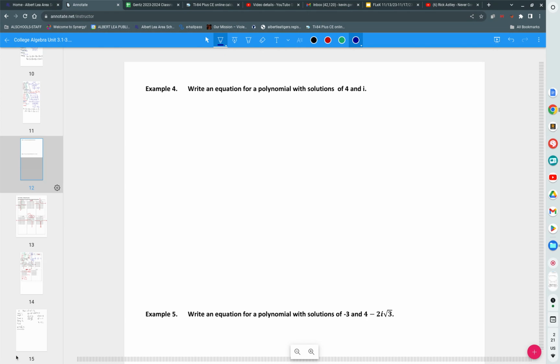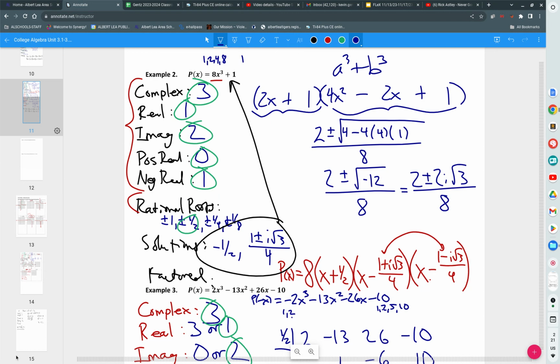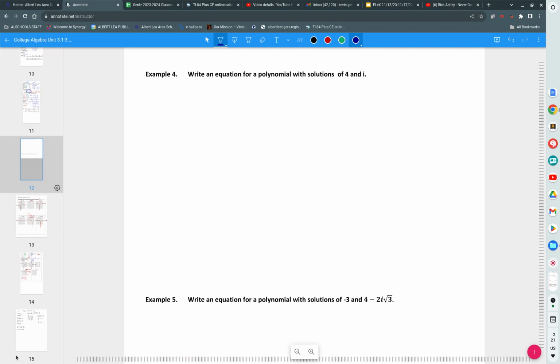Write an equation for a polynomial with solutions 4 and i. What we did yesterday is we said, hey, we've got this polynomial 8x cubed plus 1, and we found the solutions. These were the solutions, right? Today what we want to do is take the solutions and write the original polynomial. Okay? So we're going to use the fundamental theorem of algebra parts 2 and 3 here. It says write equation, so I have p of x is equal to.